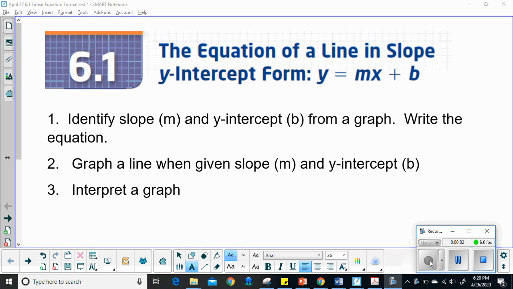Okay, so we've talked a lot about y equals mx plus b, but we haven't really formalized it as much as we're going to formalize it in this lesson. So we're going to look at chapter 6.1 from the textbook, the equation of a line in slope y-intercept form. So that's our y equals mx plus b.